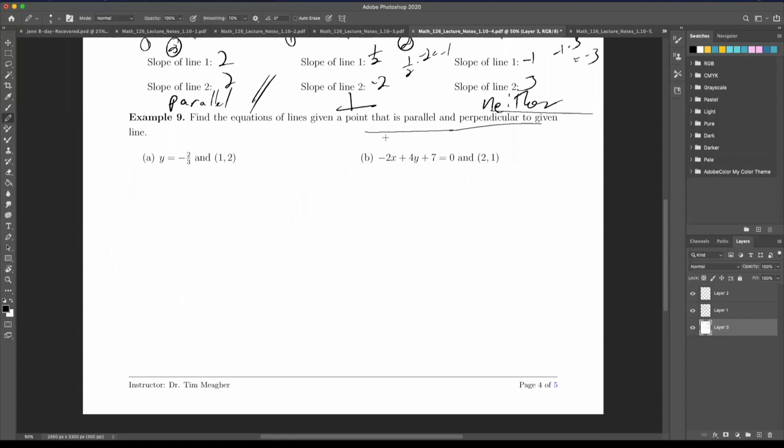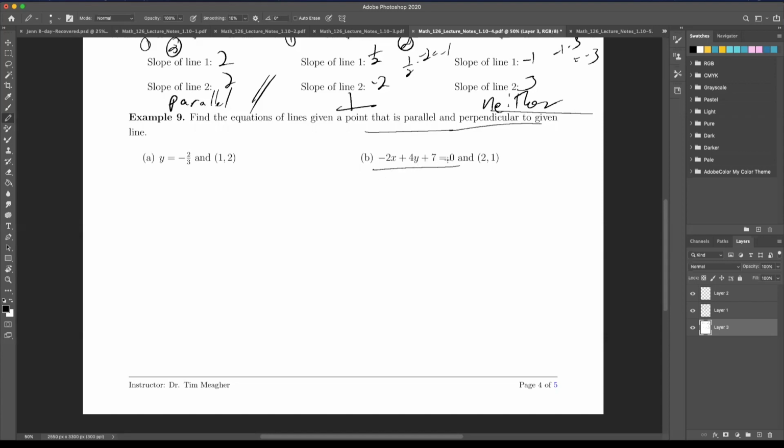So here, given a point and a line equation, I want to find a line that's parallel and one that's perpendicular to the given line that goes through the given point. So let's do B first because A is a special case. Let's do B first. The first thing I want to do is find its slope, because I need to know the slope. So let's go ahead and find the slope.